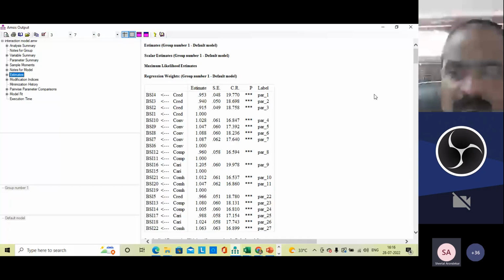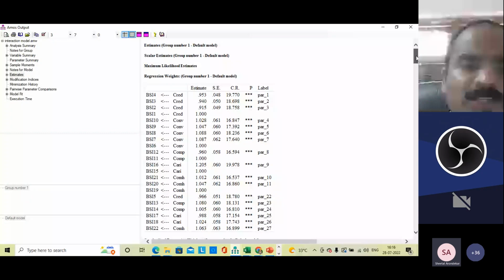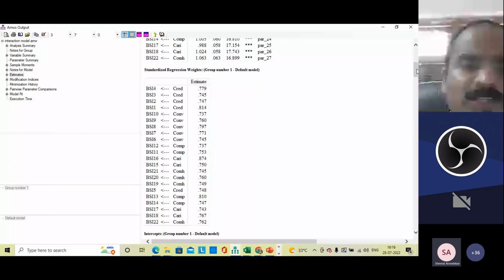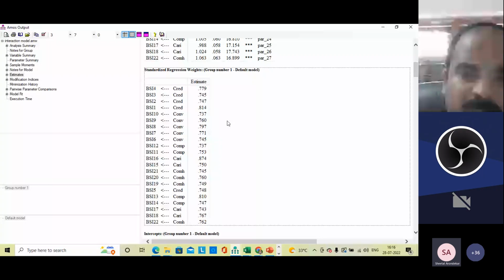Such an estimation figure will appear. Our duty lies in two things. One is standardized regression weight. So make a left click, then make a right click, then copy. Make a left click, then make a right click, then copy.